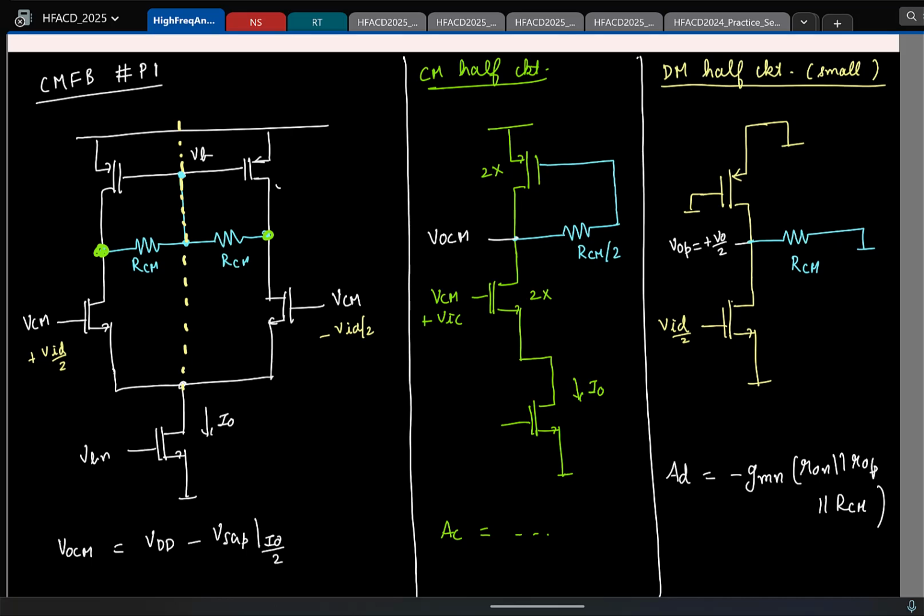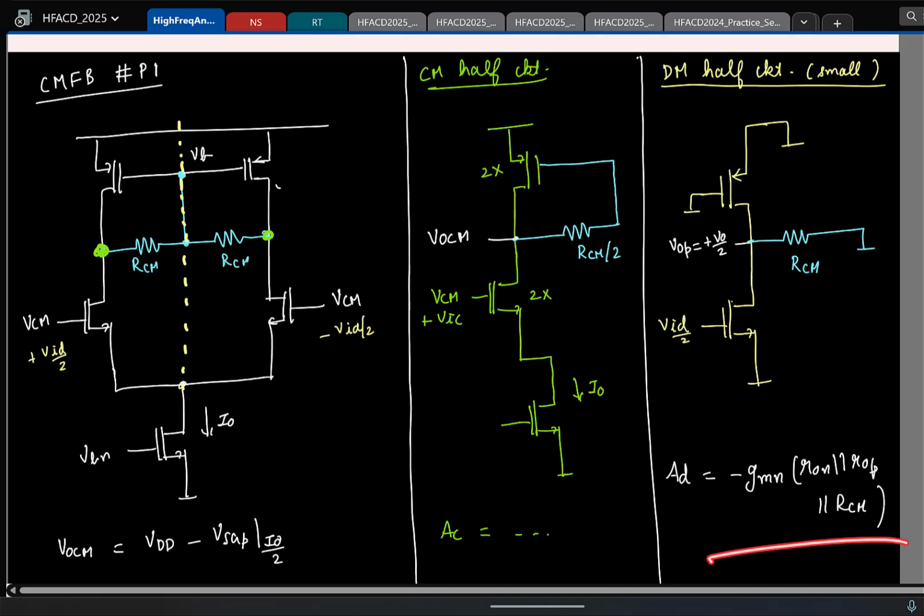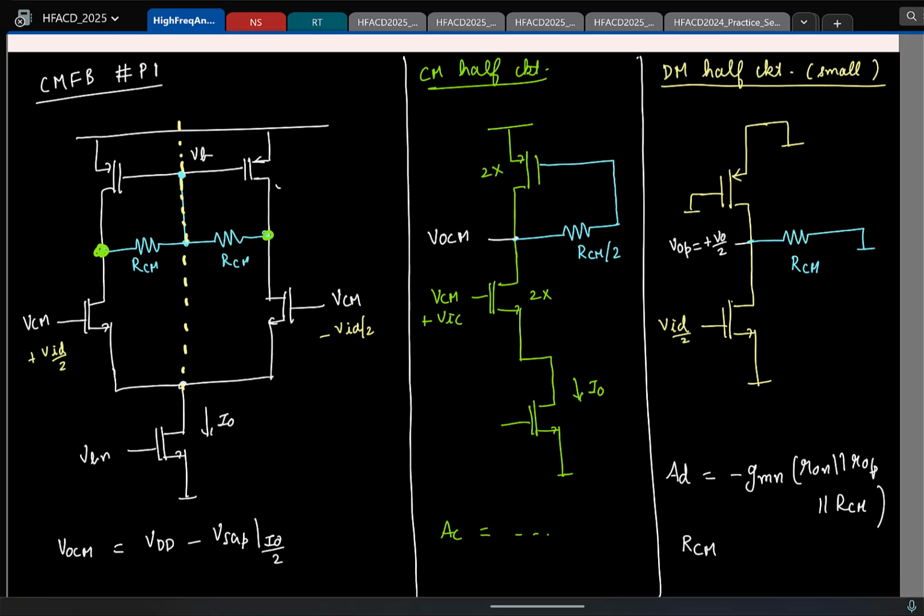Now if you want to make sure that whatever you are doing for the common mode part is not affecting your differential mode gain, what is the condition you see from this? RCM should be much greater than your intrinsic output resistance, that is R0 in parallel with R0T, right? That is something you have to choose, because remember, our main business is making an op-amp with a large differential mode gain. No one cares about the common mode, right? That is for you to take care of. So in that process of taking care of common mode, you make sure that you don't affect your differential mode performance.